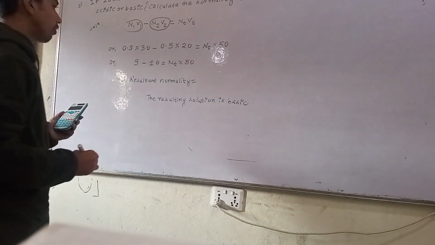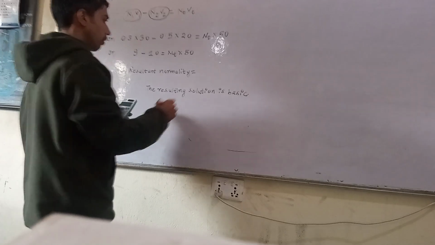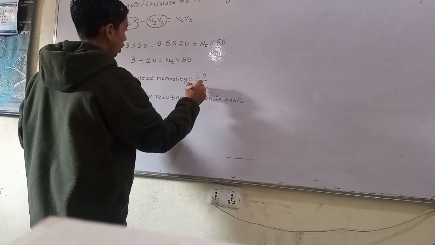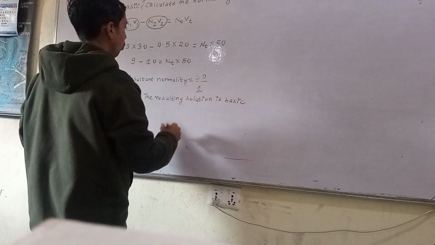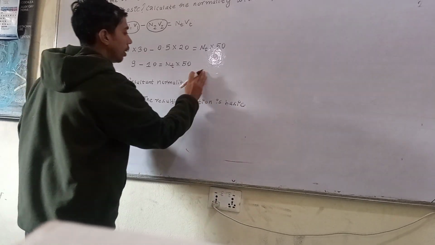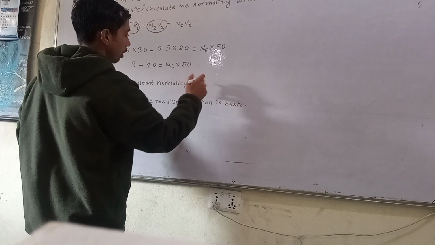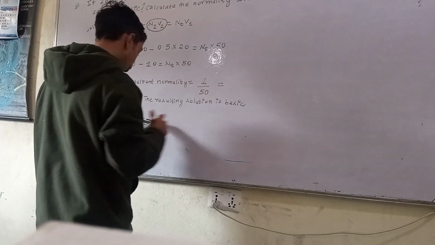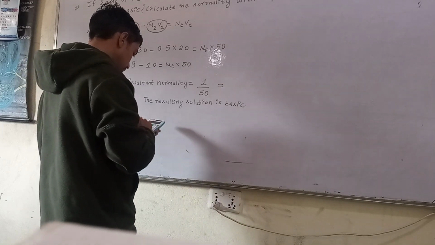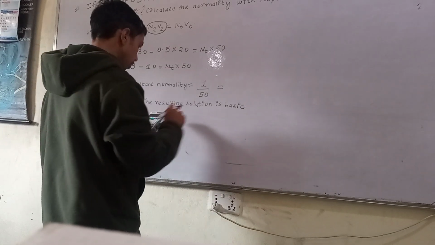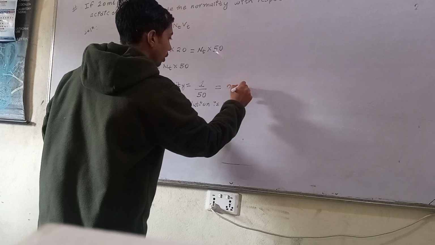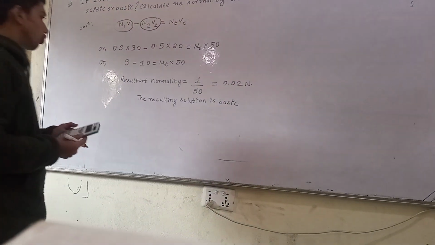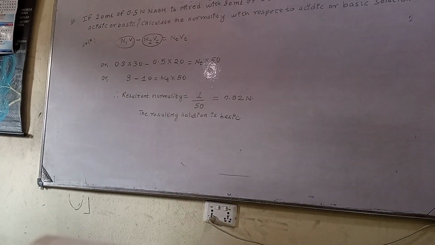But the resultant normality is 1 upon 50. 1 upon 50 equals 0.02 normal. So this is the solution of such type of the question.